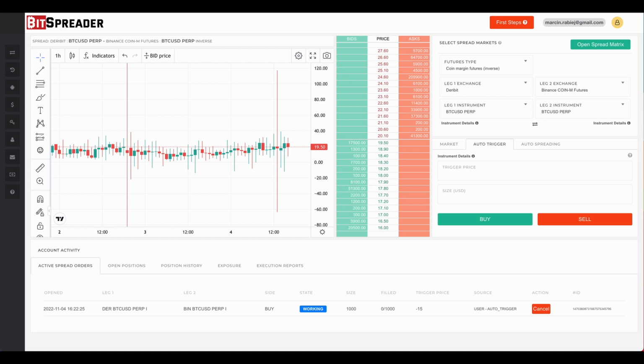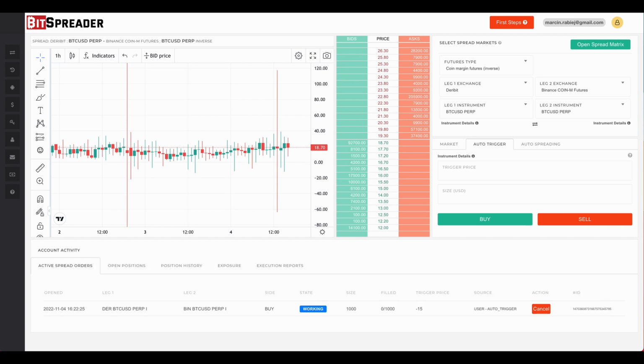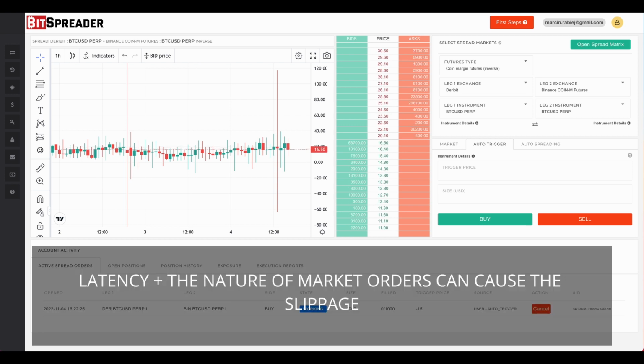The spikes in price that we have observed may be very short-lasting. In order to execute the auto trigger order, BitSpreader first needs to receive the message from the exchange about current levels in the order books. It needs to compute the difference and, in case the triggering condition is met, call the exchanges again to issue 2 market orders. There is a latency involved that can cause a slippage.